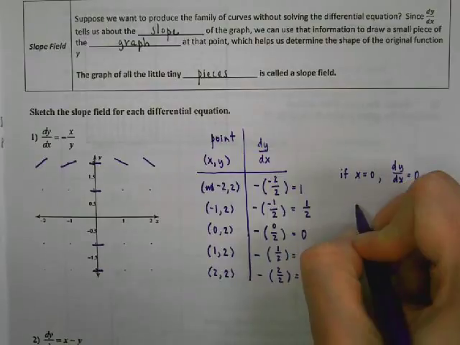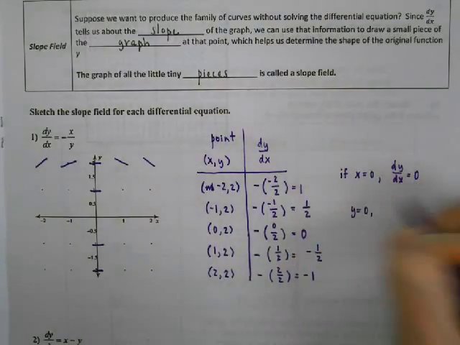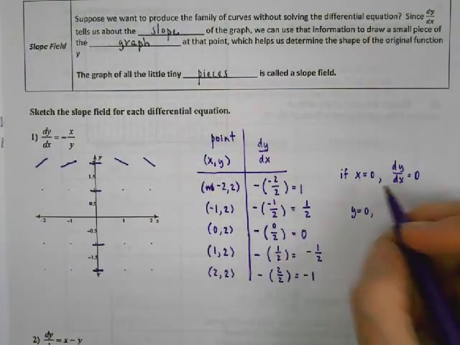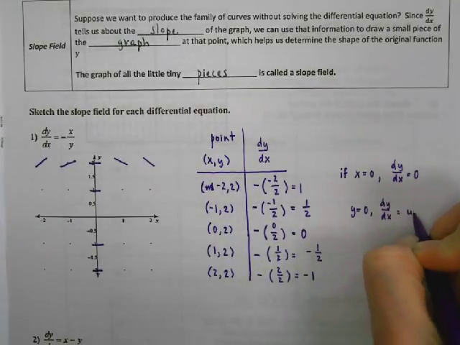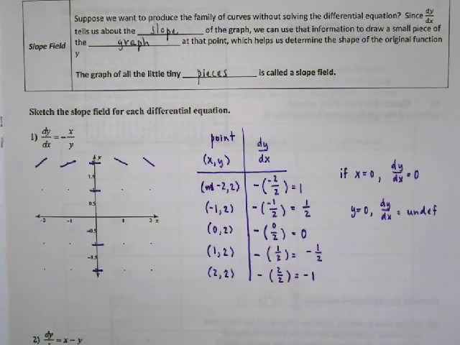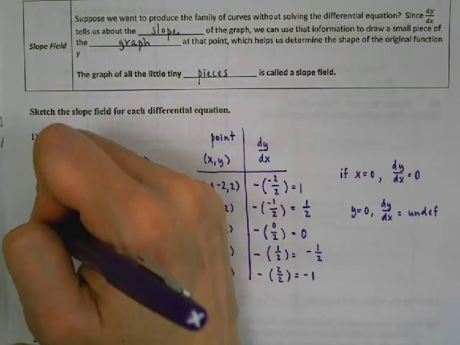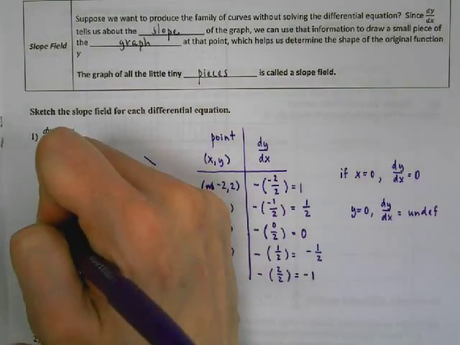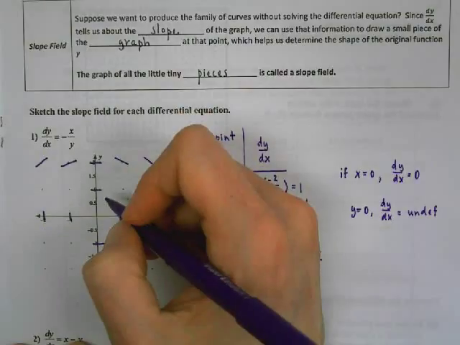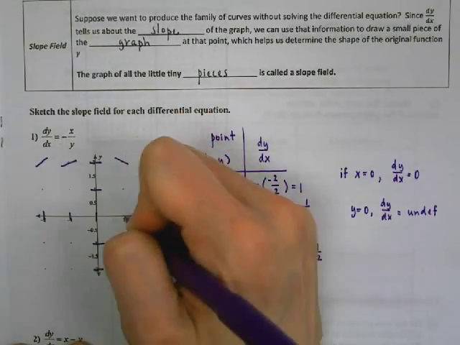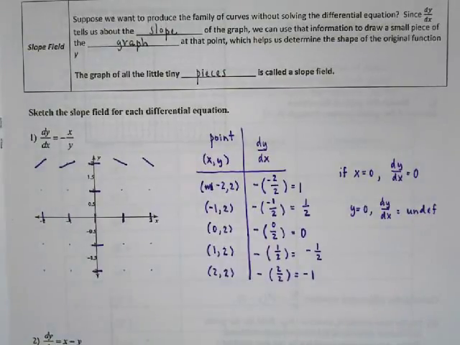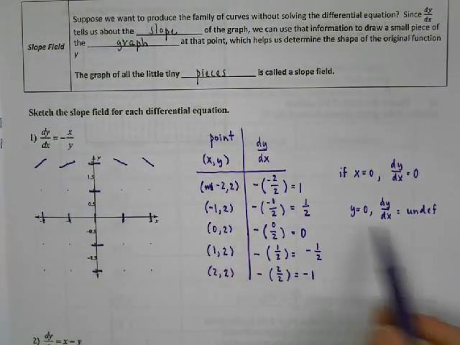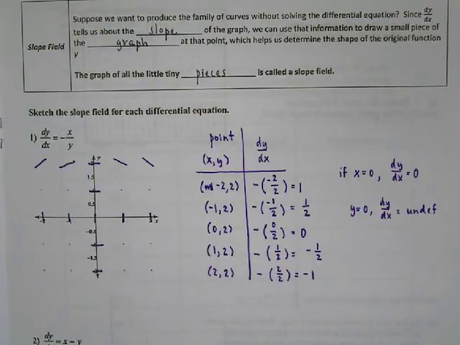Now, similarly, if y equals 0, now I have a 0 in the denominator. I know dy/dx is undefined. So I will typically mark that with just a vertical line here, because I know those vertical lines have an undefined slope. So at least then we're able to knock out a whole set of points just by uncovering some patterns.